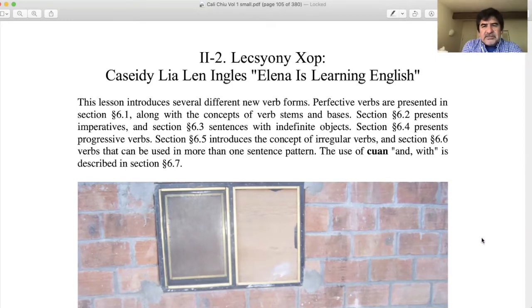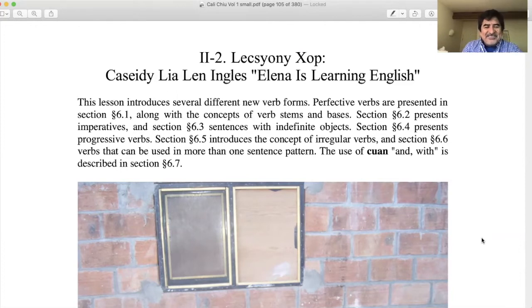So in this lesson, we're going to learn about perfective verbs, and also other concepts such as stems and bases of the verb. Then you're going to learn about the present imperative, which is a command, so you'll be able to command somebody. And you guys are going to learn about progressive verbs, so I think it's going to be fun.